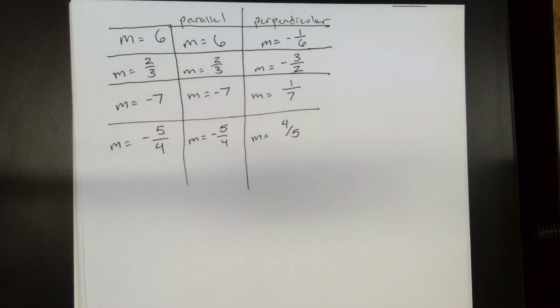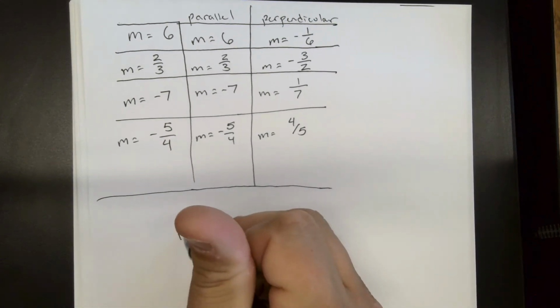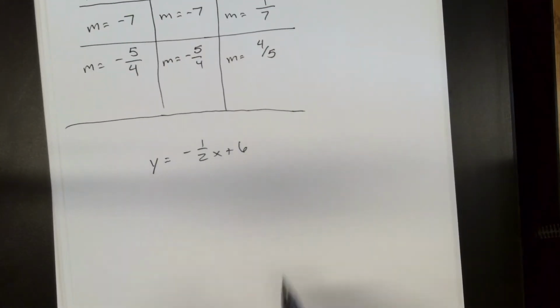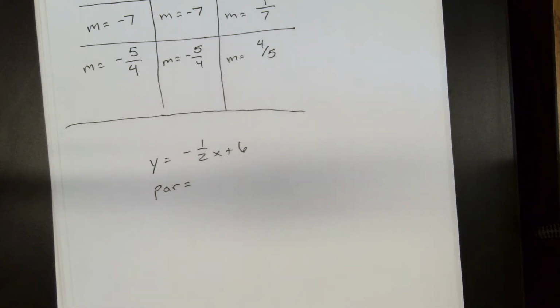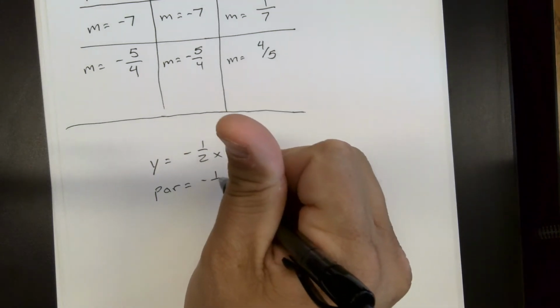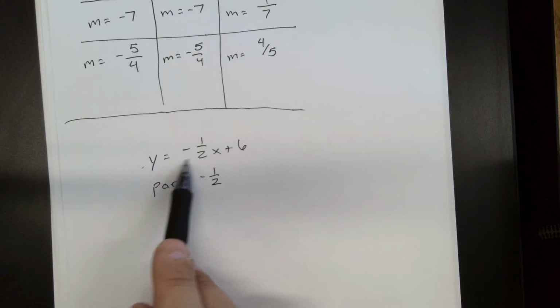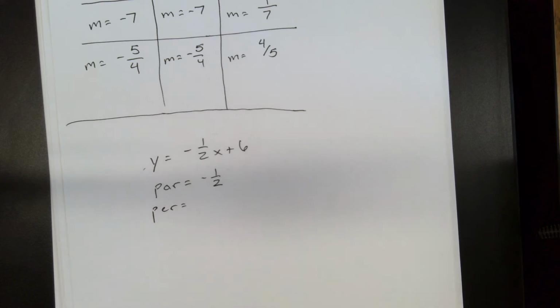JR, questions? Okay, if I have an equation like this, y equals -1/2 x plus 6, what would be the slope of a line parallel to that one? Someone raise your hand and tell me. Jackson. It would be -1/2, because it's the same. So if this line right here is -1/2, the slope of a line parallel to it would be -1/2. What about the slope of a line perpendicular to it? +2.